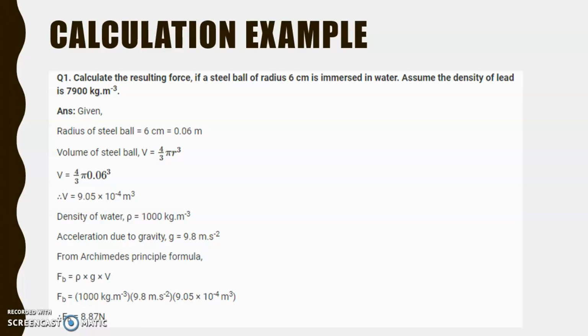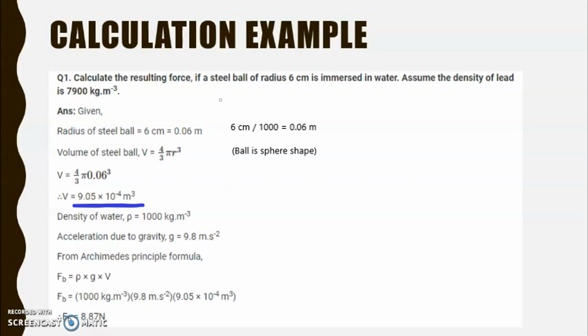Calculate the resulting force if a steel ball of radius 6 cm is immersed in water. Assume the density of lead is 7,900 kg per meter cube. Given the radius of the steel ball is 6 cm. So convert it to meter, we get 0.06 meter. So the volume of the steel ball, using the volume of sphere formula, 4/3 times pi r cube, we get the volume of the steel ball equals 9.05 times 10 to the power of -4 meter cube.